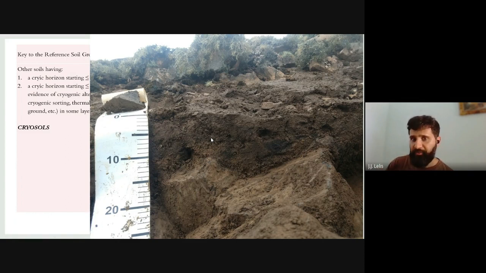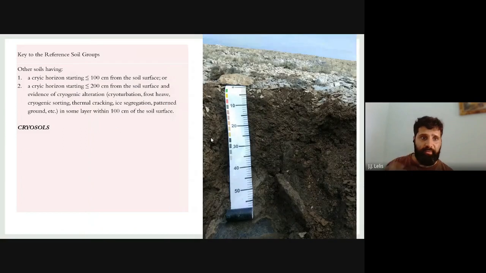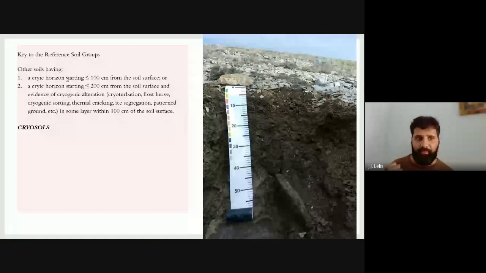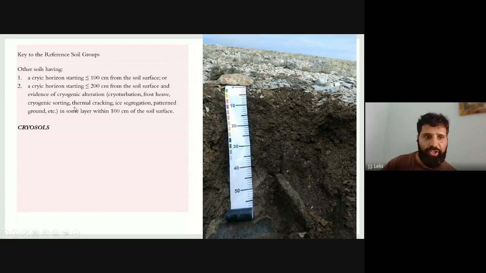All of these morphological evidences help us to identify the cryotic horizon, okay? And the cryotic horizon should be identified in the first 100 centimeters from the soil surface. So we should identify this low temperature within 100 centimeters of the soil surface, or we could find these low temperatures within 200 centimeters from the soil surface if we find this cryogenic alteration, this morphological evidence of cryoturbation.